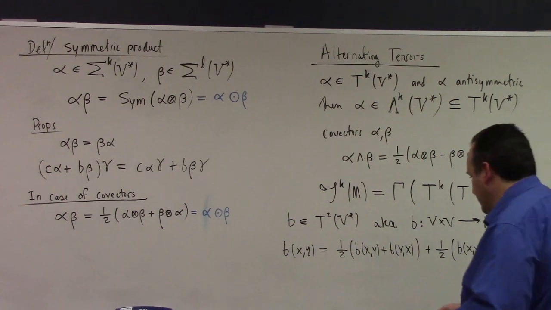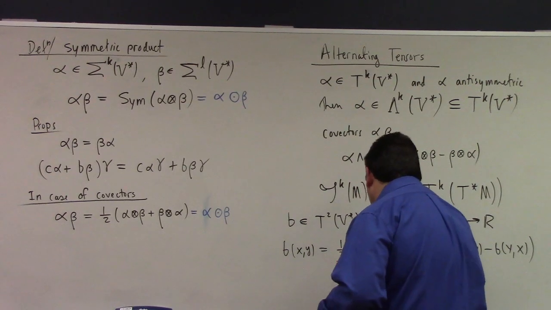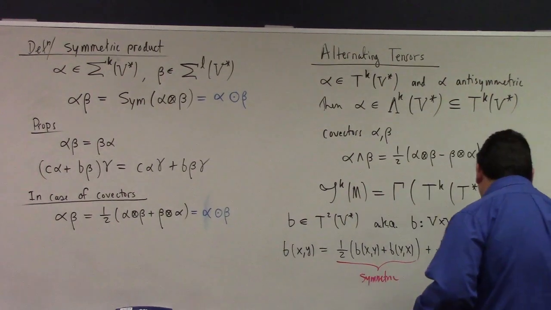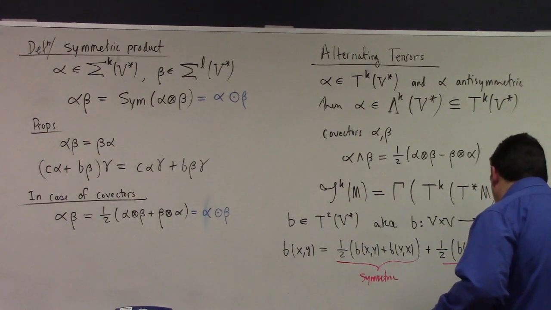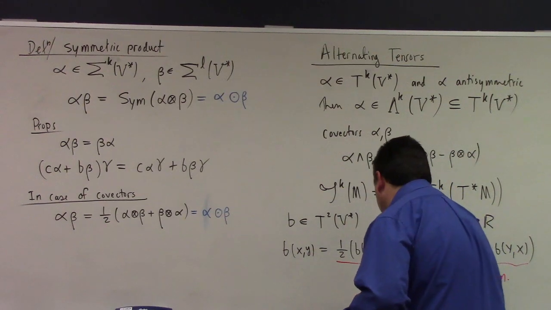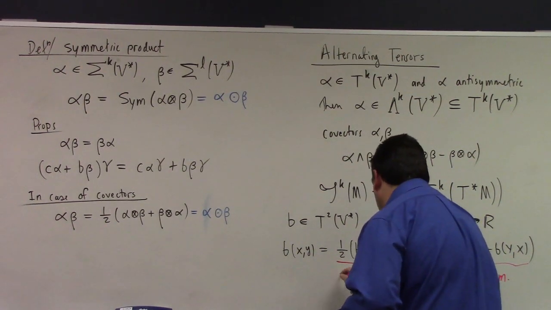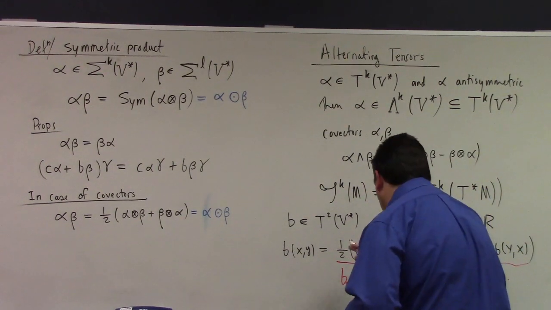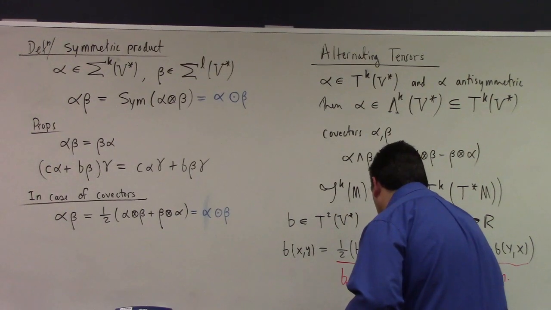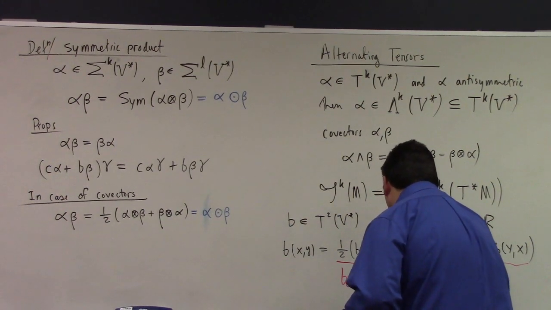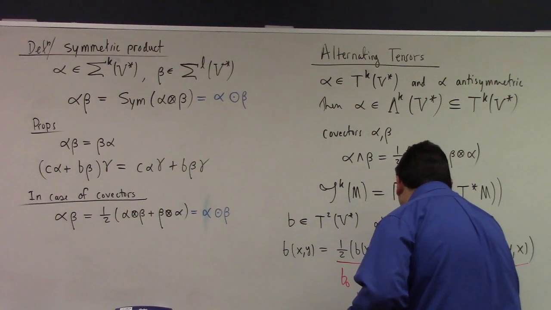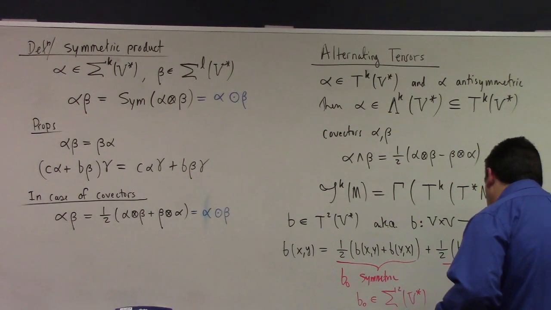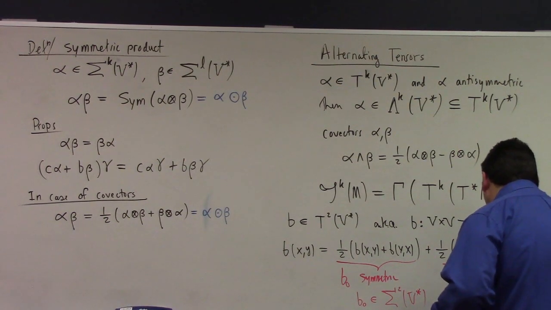But search your heart and find that this is symmetric, and this is antisymmetric, right? In other words, if I call this thing b sub 0, and if I call this thing b sub 1, in terms of the formula, b sub 0 would be an element of what we've called sigma 2 on v star, and b sub 1 would be an element of what we've called lambda 2 on v star.